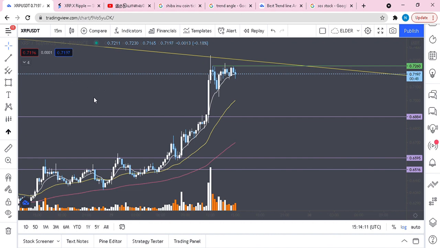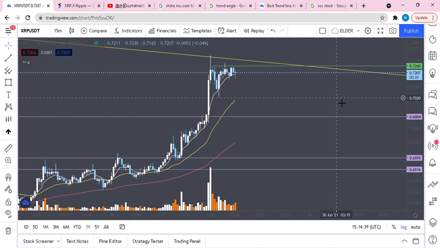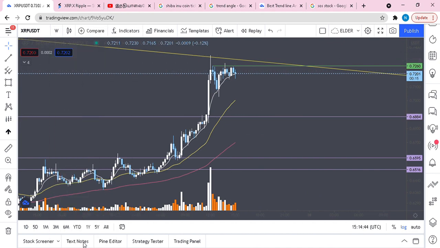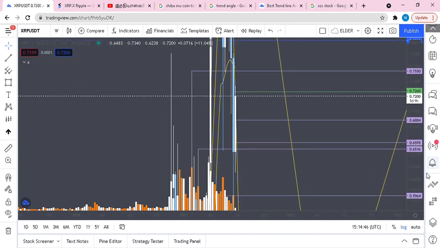So once again, if you are investing in XRP based on my analysis, it's better that you always do your own research before investing in the market. Having said that, let's go into the analysis for today. All right, so today is the 29th of June '21. What we're going to do is go on the weekly chart and see how it looks.